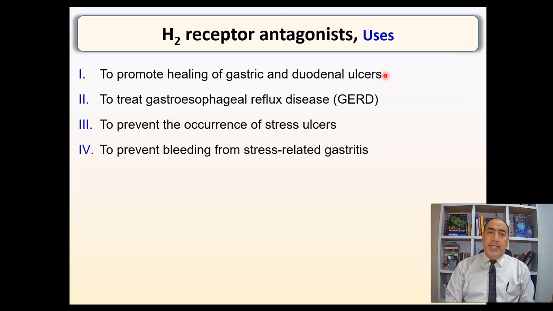Uses: they are used to promote healing of gastric and duodenal ulcers, to treat gastroesophageal reflux disease, the reflux of the acid from the stomach to the esophagus, and to prevent the occurrence of stress ulcers. These ulcers occur in patients with a very severe disease, like patients with trauma, sepsis, or major surgery, who can develop ulcers, so they can also use these drugs for this, and also to prevent bleeding from stress-related gastritis.